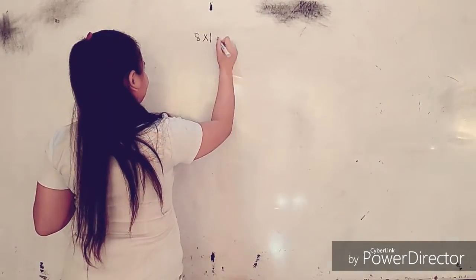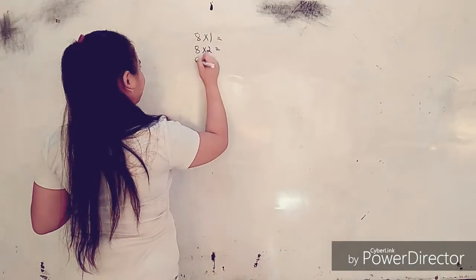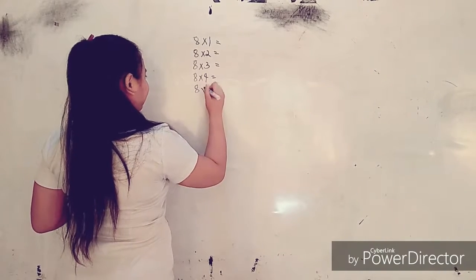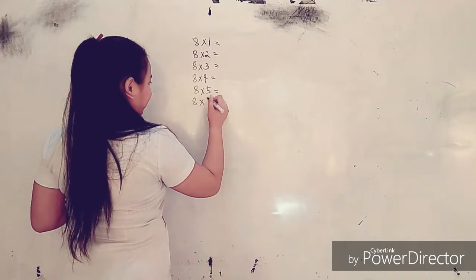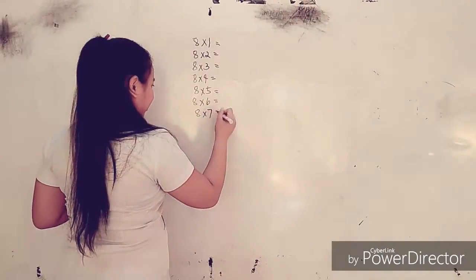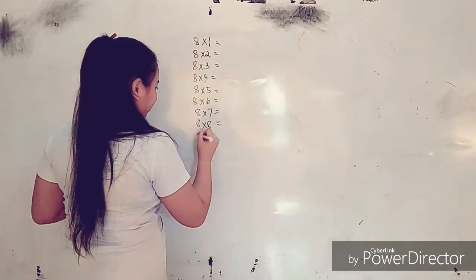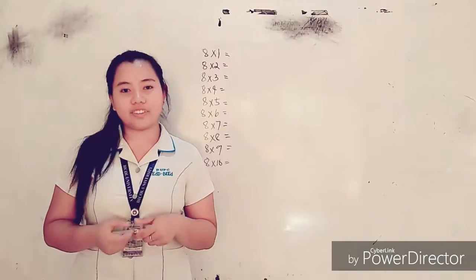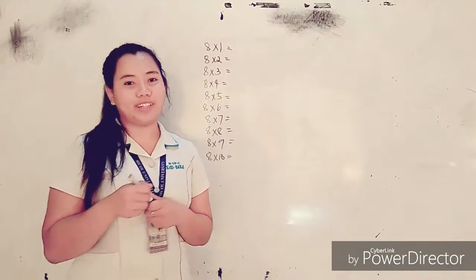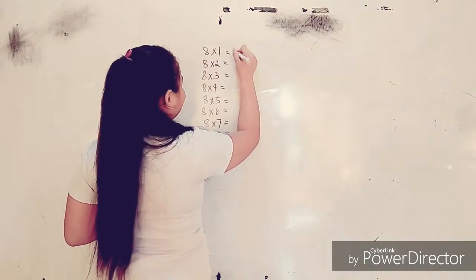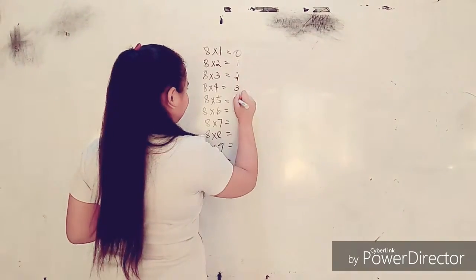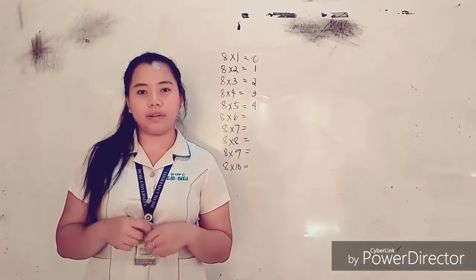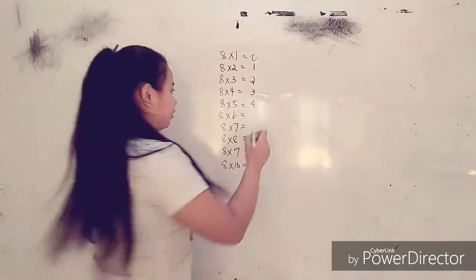8 times 1, 8 times 2, 8 times 3, 8 times 4, 8 times 5, 8 times 6, 8 times 7, 8 times 8, 8 times 9, and 8 times 10. Let's write numbers 0 to 4 vertically downward. Then write numbers 4 to 8 vertically downward below the number 4 you have written earlier.